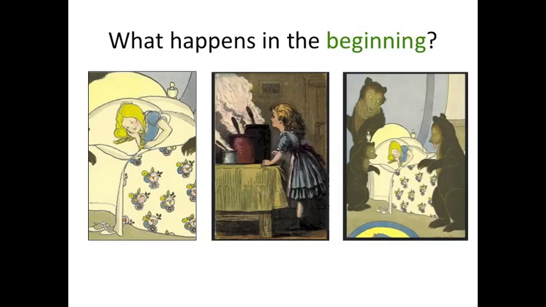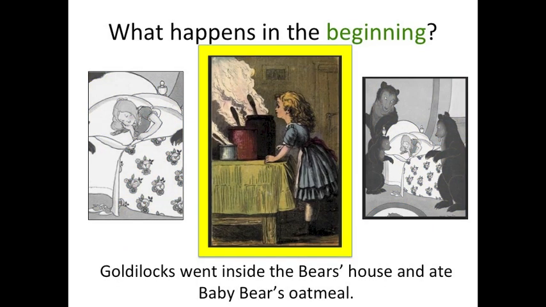What happens in the beginning? Does Goldilocks fall asleep first? Does she eat the oatmeal first? Or did the bears find her in Baby Bear's bed? I remember. First, Goldilocks went inside the bear's house and ate Baby Bear's oatmeal. That's what happens in the beginning.